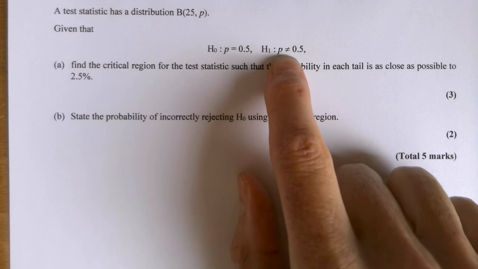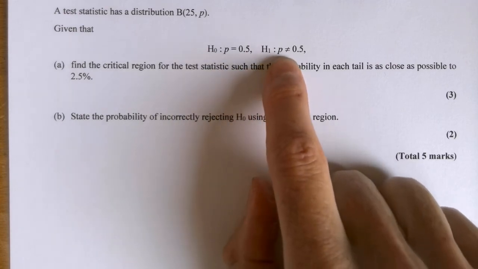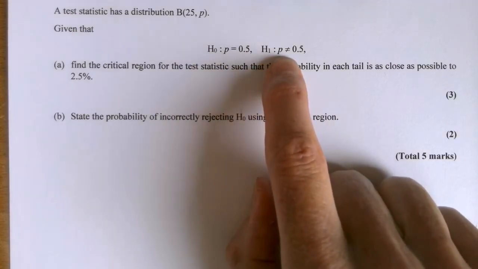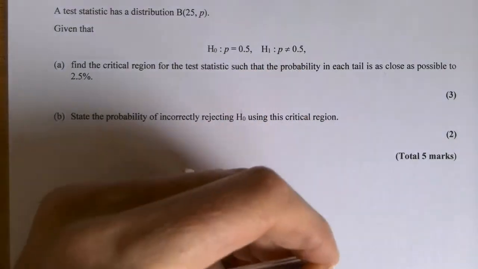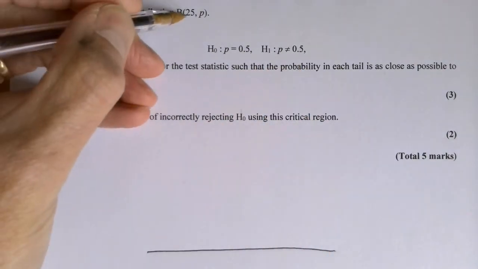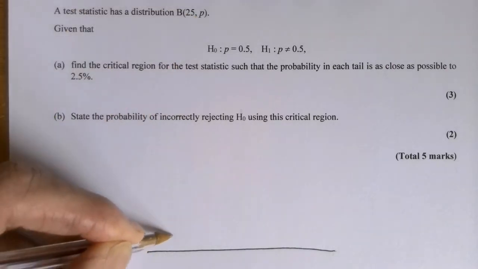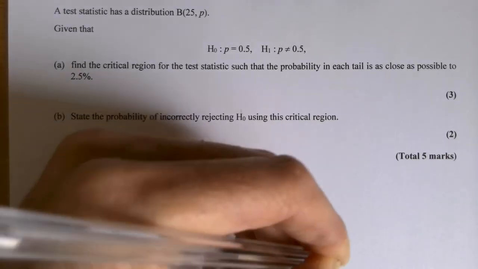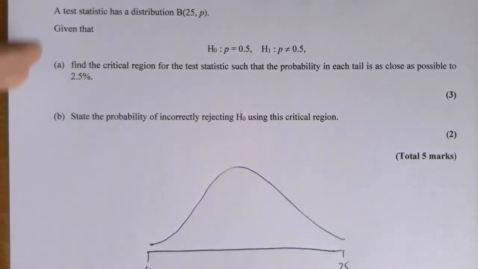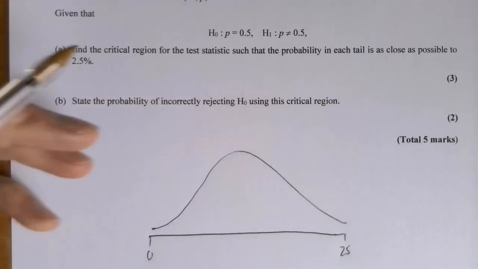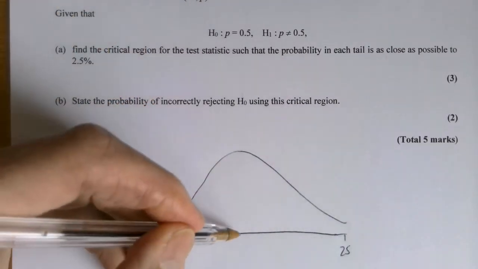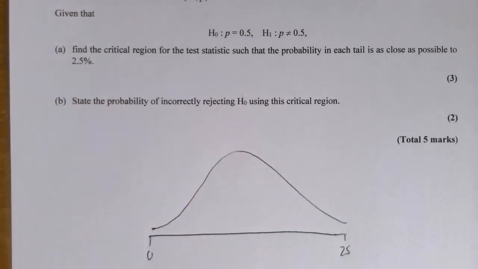We're not testing whether a probability is greater than or less than what we already think it is. We're testing just to see if it's different. So this is a two-tail test. So we're dealing here with something that's happening 25 times, and at the moment we think its probability is 0.5. 25 times a half is 12.5, so our peak is going to be around 12 and 13. So we want to work out the critical region now.